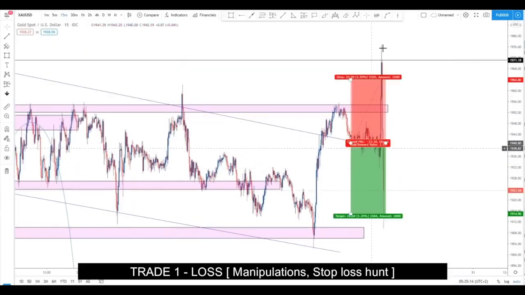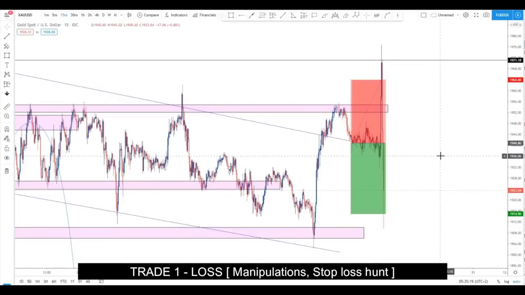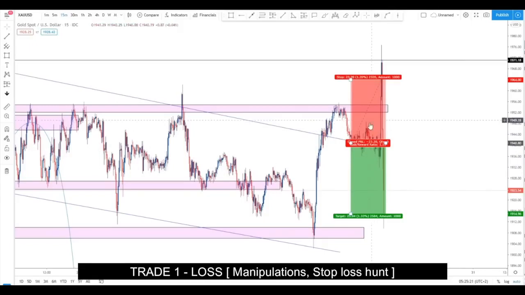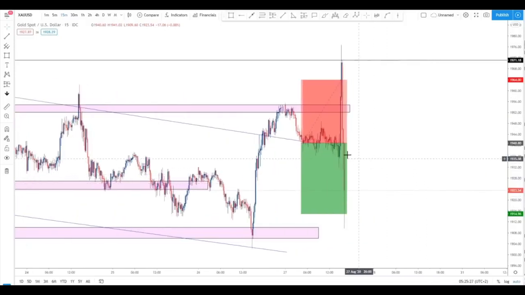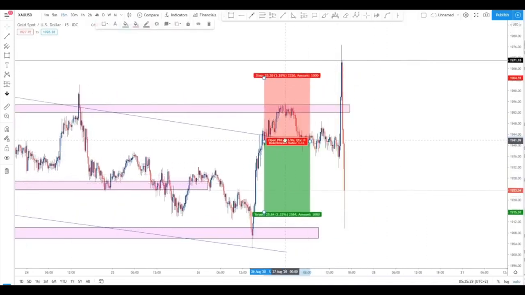It actually took me out and then shot below. This is known as manipulation. As you can see, the market can actually stop loss hunt when it gives you a nice setup. Anyway, what we can look at is the market actually took two decisions, right?